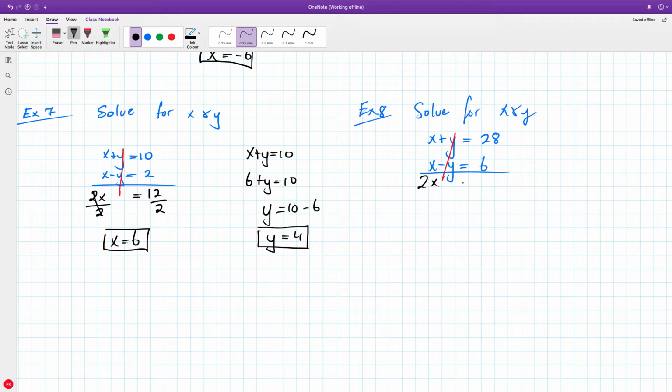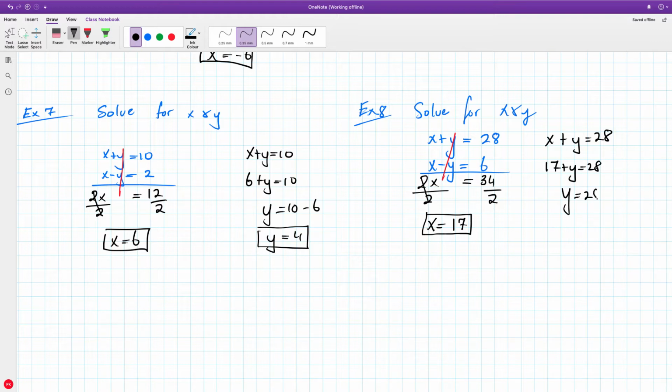2x is equal to, Julianne, what's 6 and 28? 34. Divide across by 2. X is equal to 17. Exactly. Grace, what am I going to do then? Solve for y. So x plus y is equal to 28. Grace, what's x? 17 plus y equals 28. Y is equal to 28 minus 17. Julianne, y is equal to 11. Brilliant. Good stuff, guys.